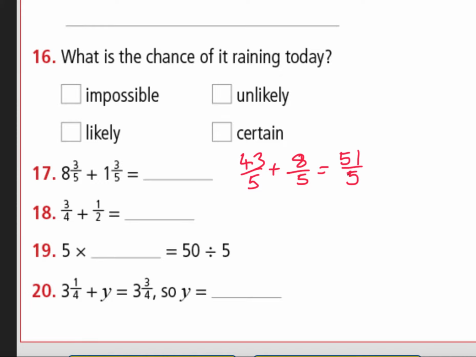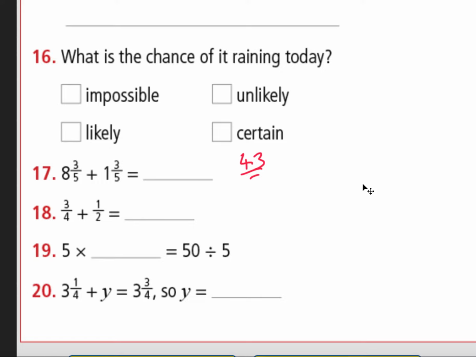Now, we don't want to leave our answer like that. We'd never give our answer as an improper fraction. The last thing we need to do is divide 5 into this. 5 into 51 goes 10 times, and there's 1 left over, so it'll be 10 and 1/5. Now, I've gone through that one from start to finish and given you the answer. The next day, if it comes up again, I'll let you come back to this and try and do it yourselves.